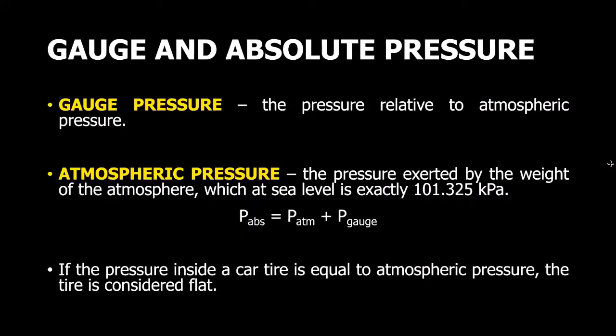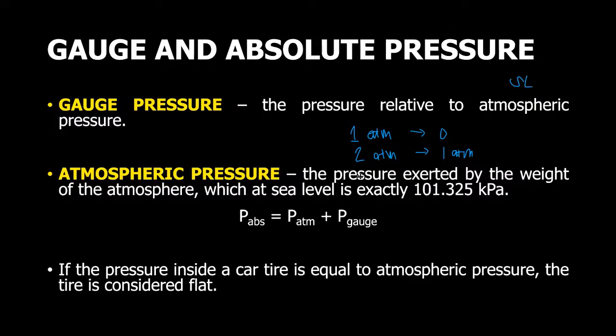Okay, let's now actually go to here. We have what we call the gauge and the absolute pressure. Pag sinabi natin gauge pressure, ito yung pressure relative to atmospheric pressure. This means that at 1 atm, gauge pressure is 0. At 2 atm, ang gauge pressure is 1 atm. Since you're just gonna subtract 1 atm since hindi naman siya atmospheric, yun yung atmospheric pressure, di ba? At sea level.